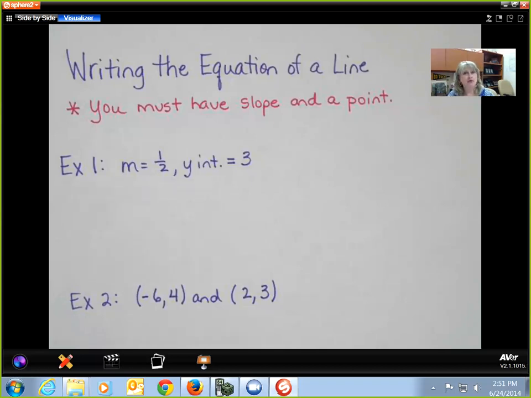You have to have two things when you're writing the equation of a line. You need to know the slope, and you also need to know at least one point on the line. All right, so let's look at example one.